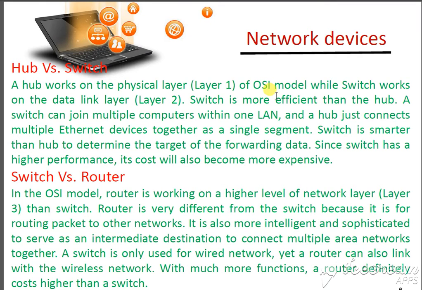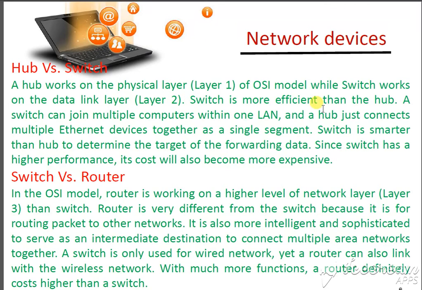The OSI model has different types of layers, and based on this OSI model the work is conducted. Just know this. The switch works on the data link layer, the layer above the physical one. The first layer of the OSI is the physical layer and the second layer of the OSI is the data link layer. So data goes from the physical layer to the data link layer.